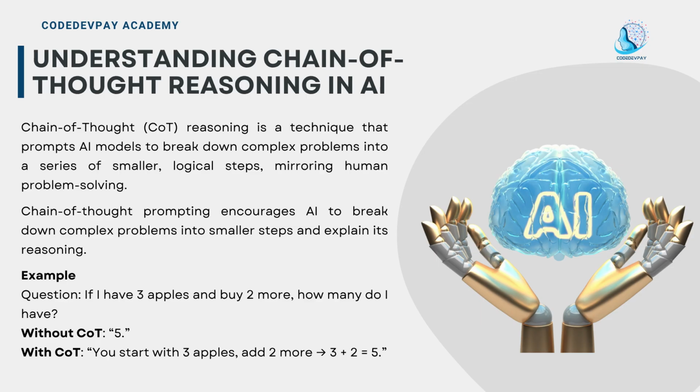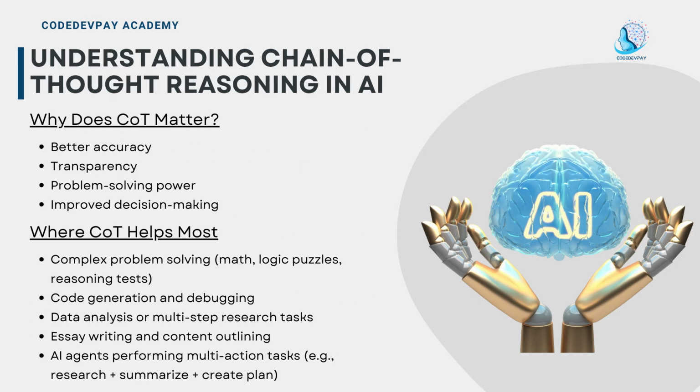Why does chain of thought, or COT, matter? The first one is better accuracy. COT helps the AI model to avoid jumping into hasty conclusions. The second one is transparency. It makes complex reasoning easier to trace or explain.